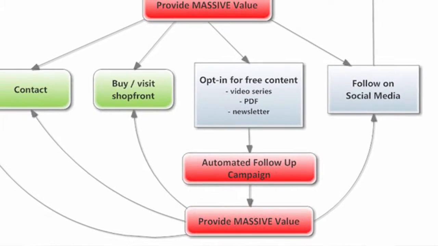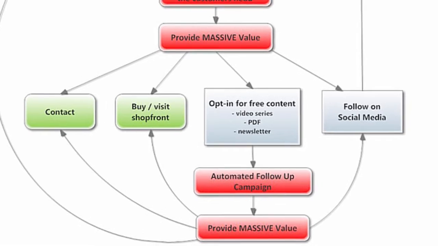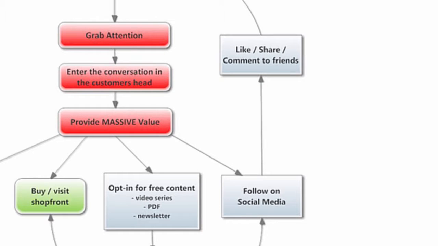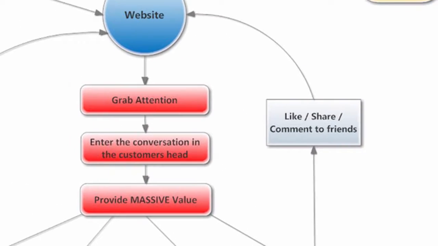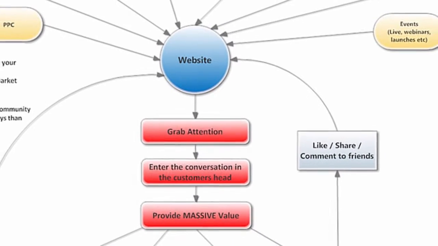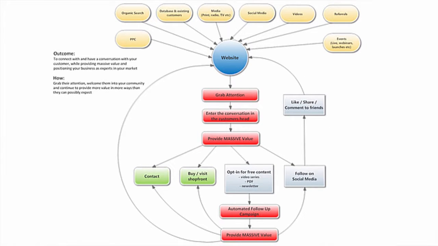From there, as you build that relationship, you can then lead to direct sales in terms of contacts or visiting your shop. You can get them into social media, which can then lead to them liking, sharing, commenting with your friends, getting your content to start having that viral impact, and that will then drive more people back into your website, which creates an additional source of free traffic. And obviously, you can just drive people straight back to your website as you provide value.